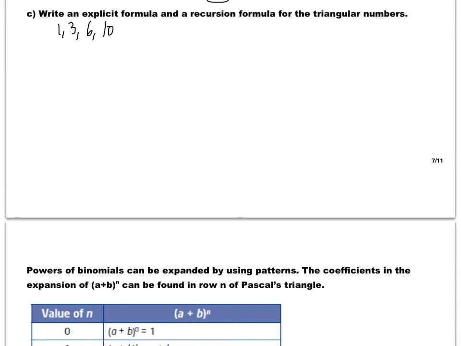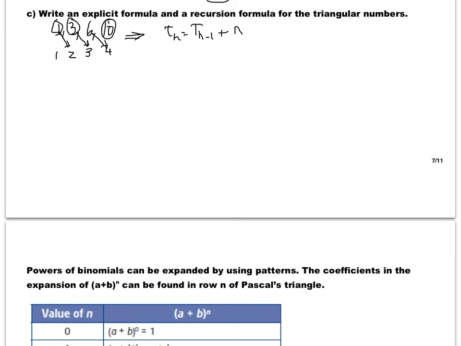The easy one is the recursive one. If you look, every term is the previous term plus the term number. Let's write the term number for each one of them. This is term 1, this is term 2, this is term 3, this is term 4. You can see, for instance, 3 is 1 plus term number. 6 is 3 plus term number. 10 is 6 plus term number. So I can write the recursive definition. Tn is the previous term plus term number, which is n.